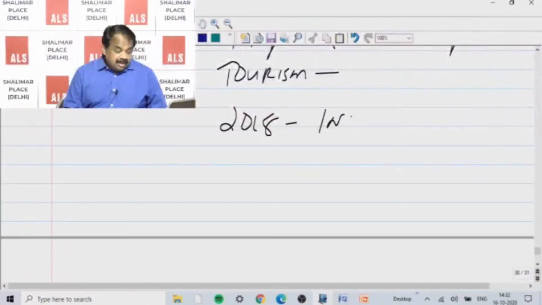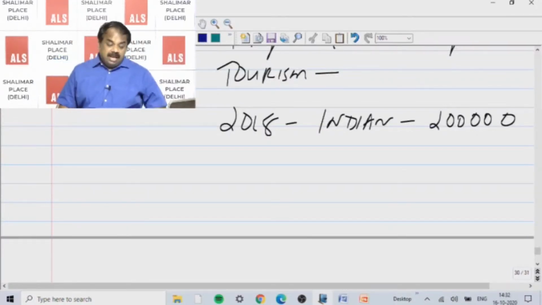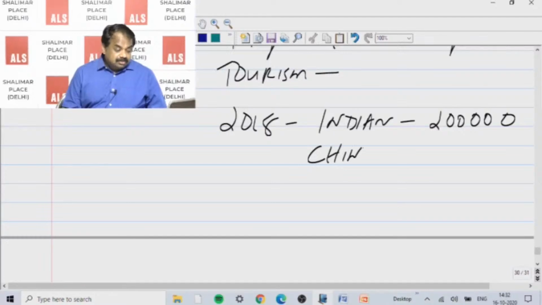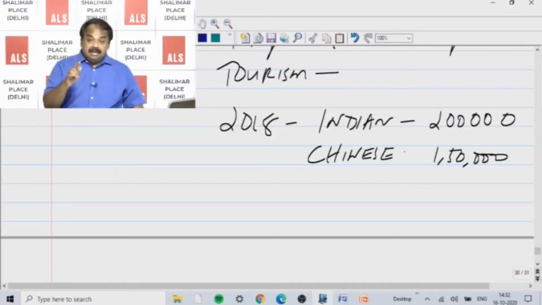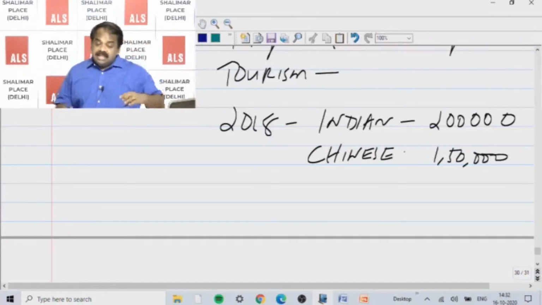Okay. And last year, that means 2018, Indian tourists, 2 lakhs. Okay. Indian tourists were approximately 2 lakhs. Chinese tourists, 1,50,000. And please understand, Chinese tourists have to travel maybe hours together in flight. They are not from the Tibet.